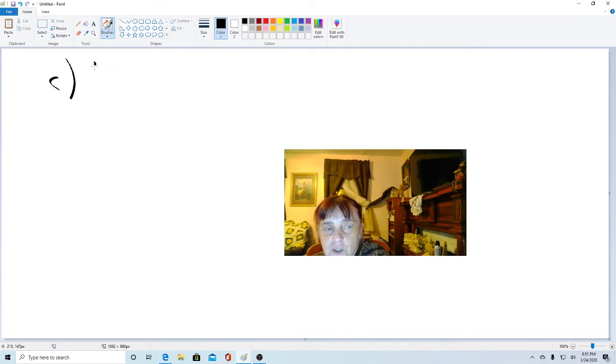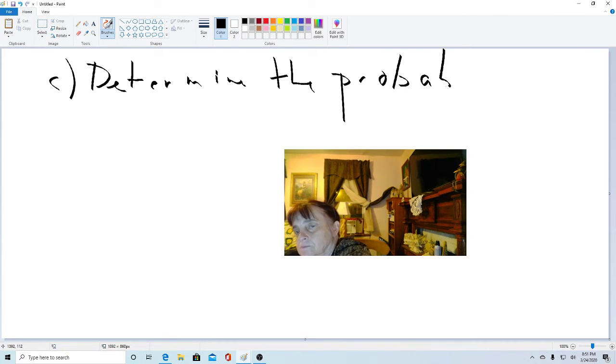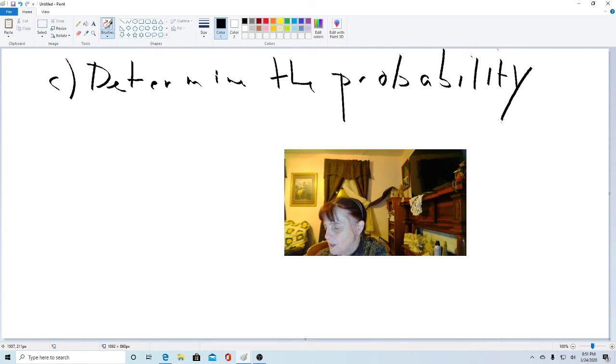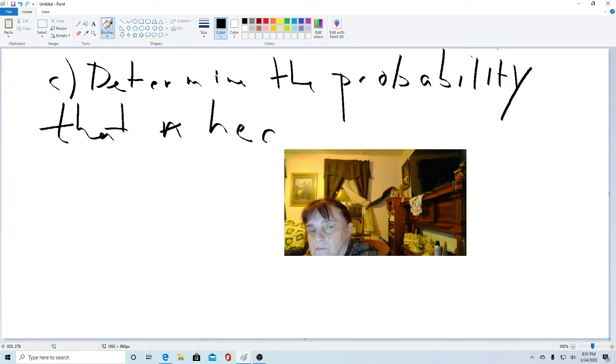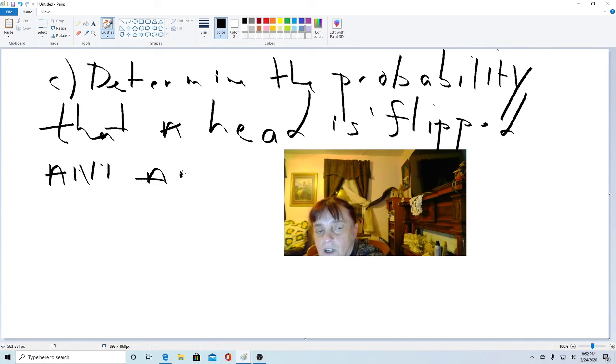Okay, now part C asks you to determine the probability that a head is flipped and an odd number is obtained.